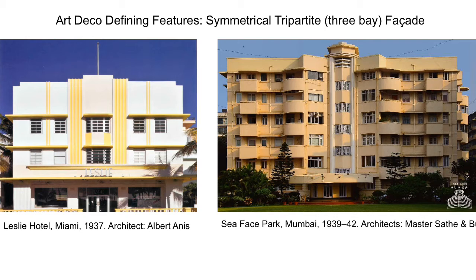At the Leslie Hotel in Miami, we see that the center section is defined by these 2 fluted yellow column-like structures. That's the center of the tripartite facade. That's the center bay. Then to the left, 2 windows, and to the right, 2 windows. Those are the second and third bays of the building.